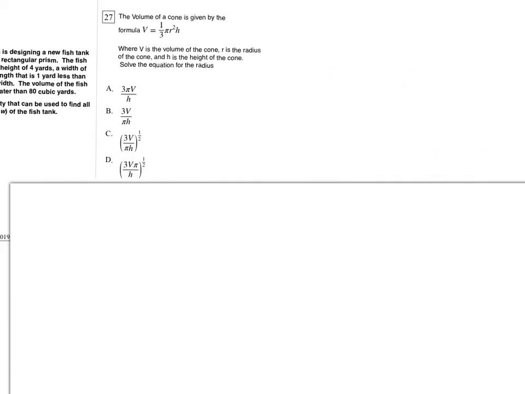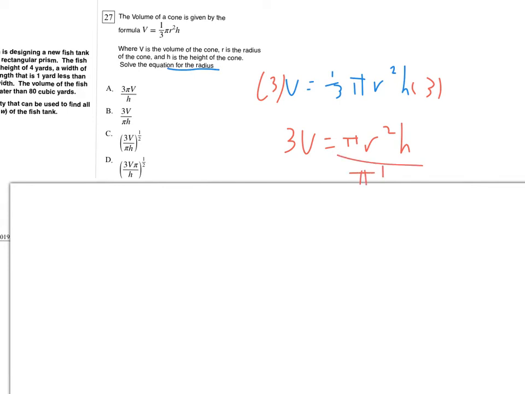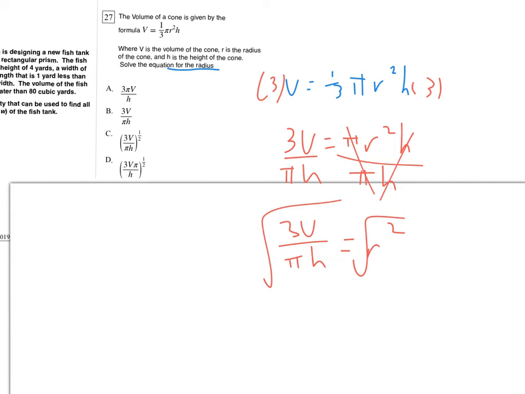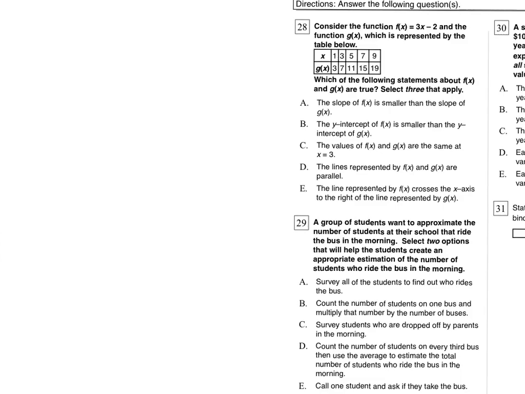All right, next up, they gave us an equation here, and they want us to solve for the radius. So I'm just going to rewrite this. I would first multiply by 3 to get rid of the 1/3. So I get 3v equals pi r squared h, and then I would divide by pi and h to isolate r squared. And then I would square root both sides. They use the 1/2 power here instead, but we know that means the same thing as square root.